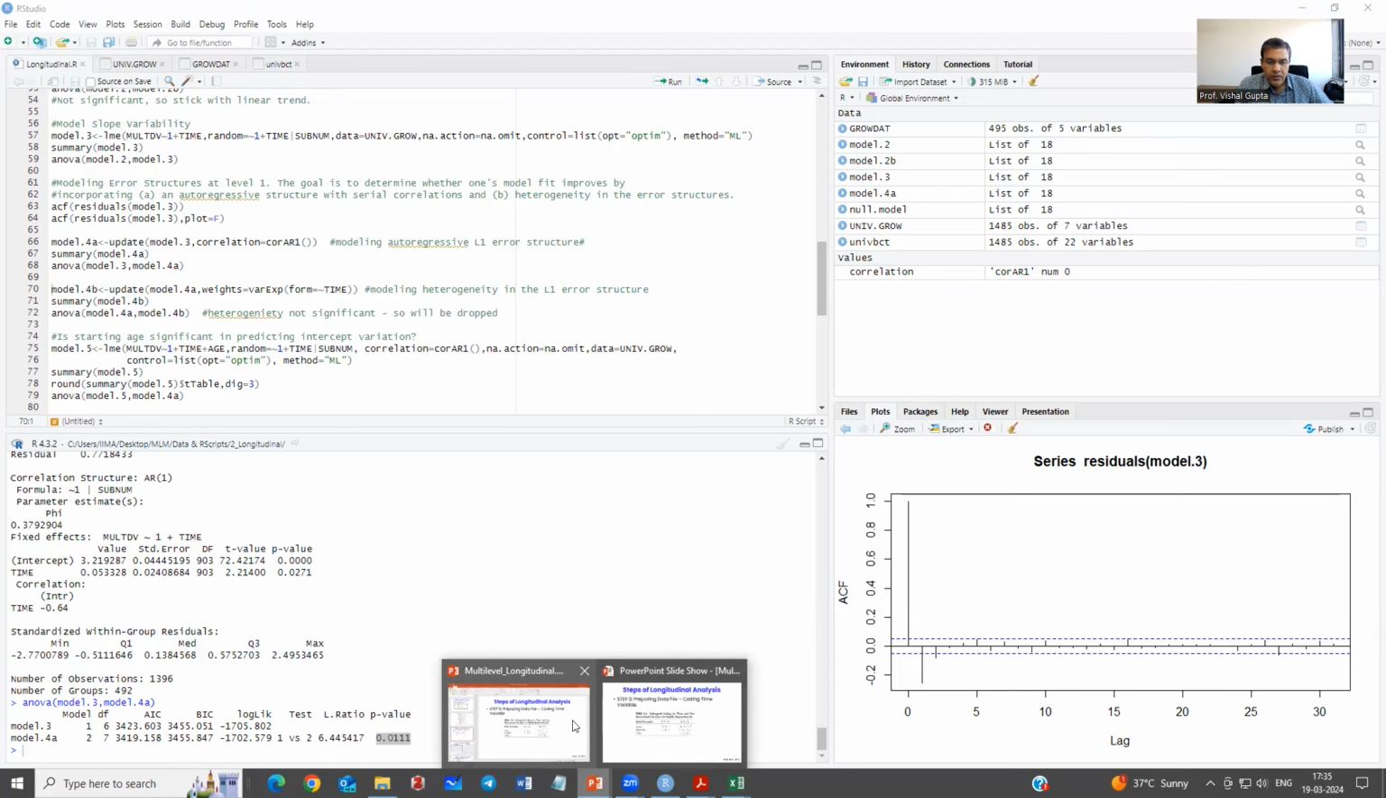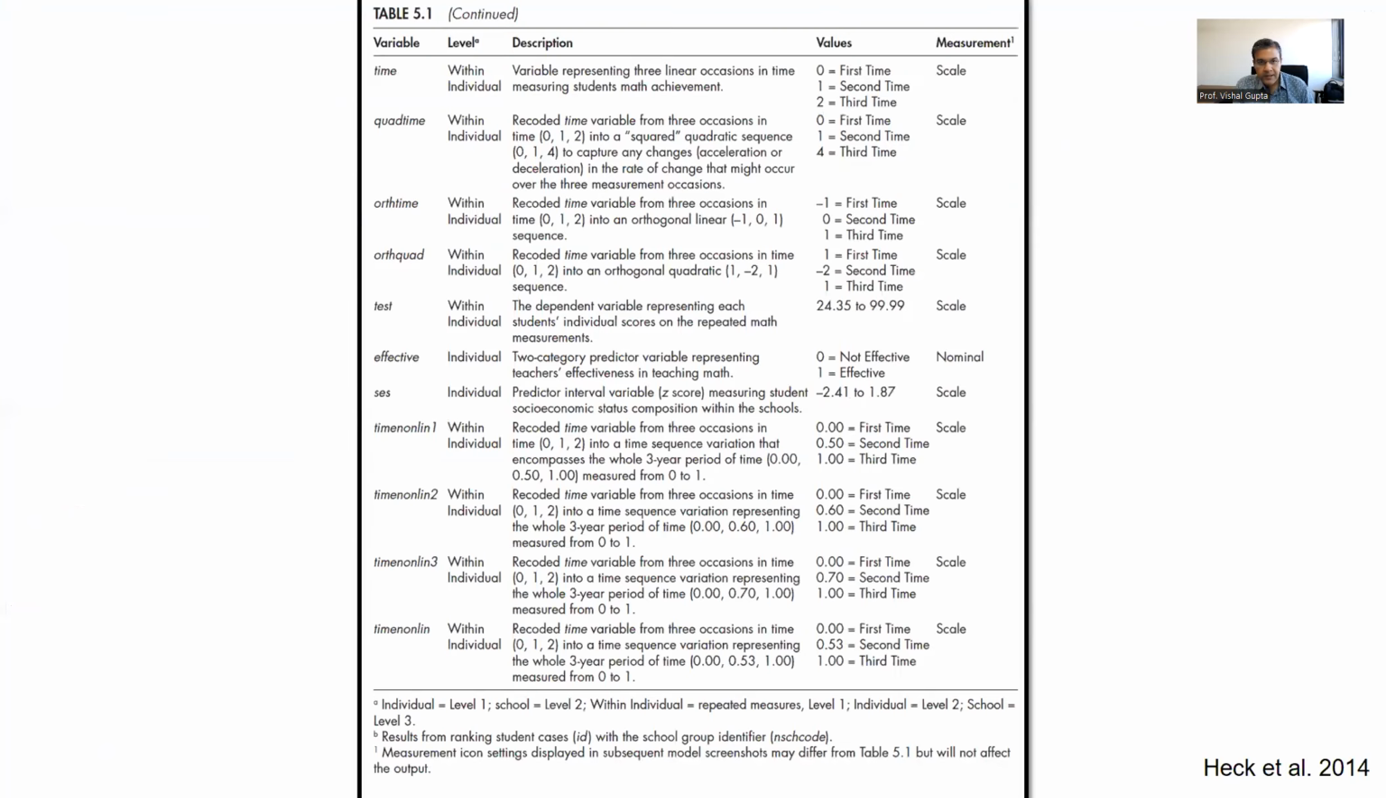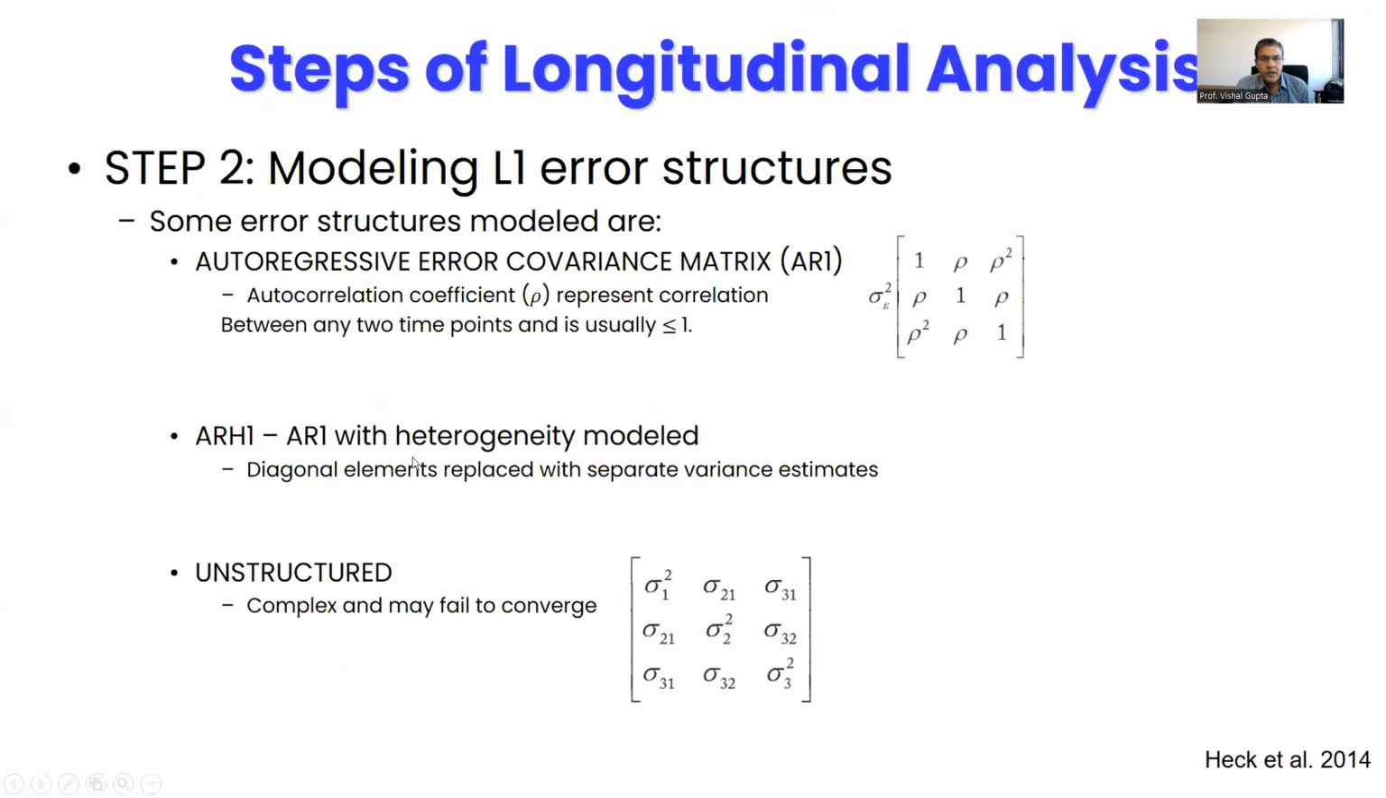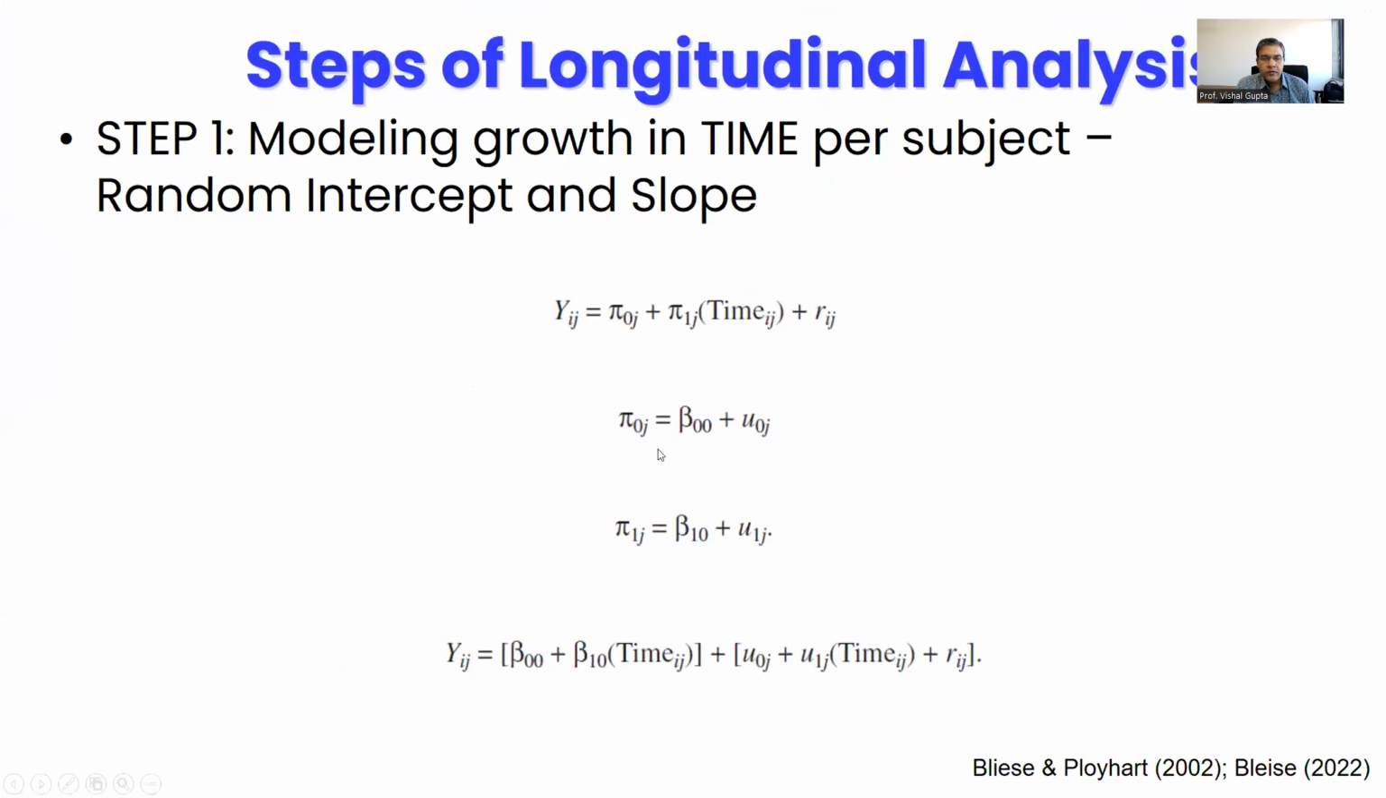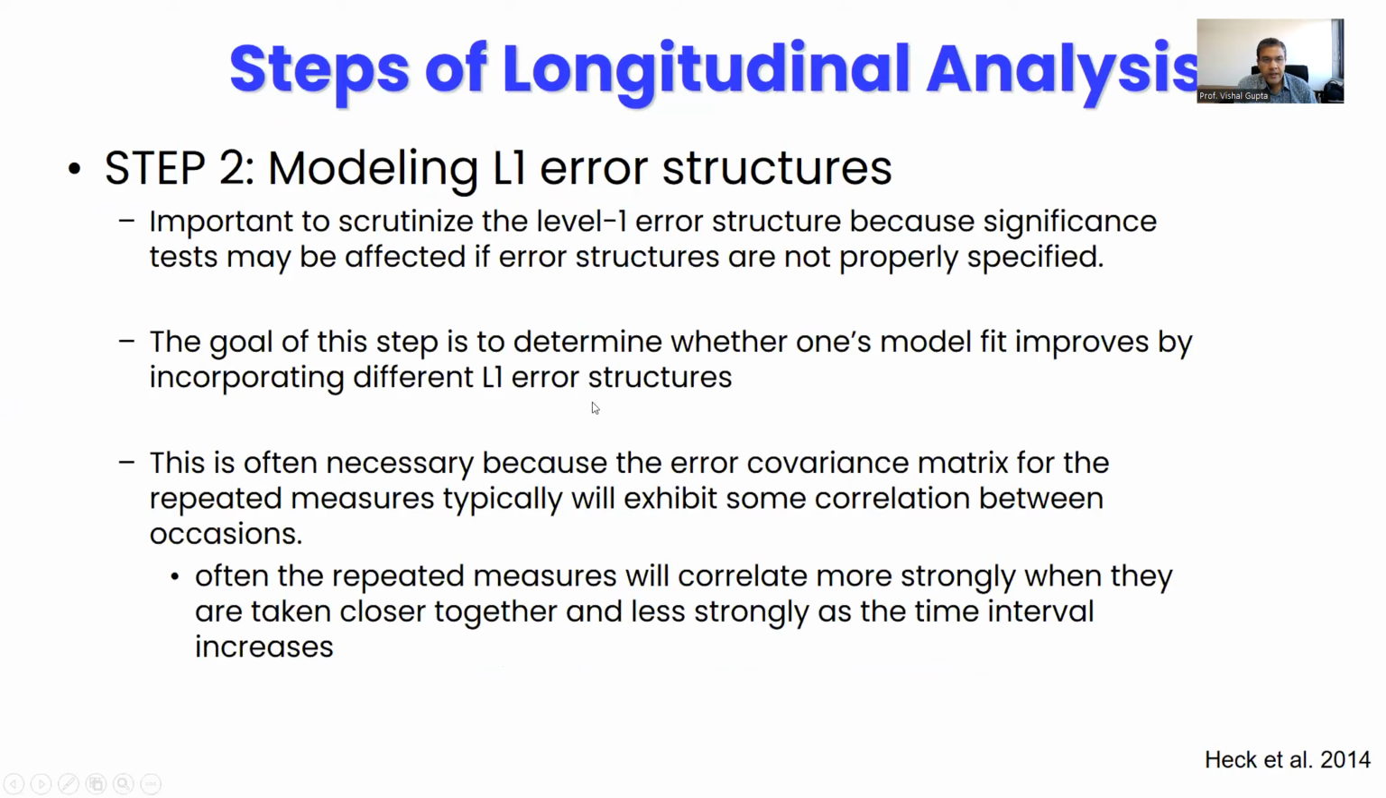Let me also take you to the presentation at this stage. So we have modeled this, okay? This we had said that there is a significant random intercept and there was random slope, right? Now let us read this together. I will share the slides. Modeling level 1 error structures.